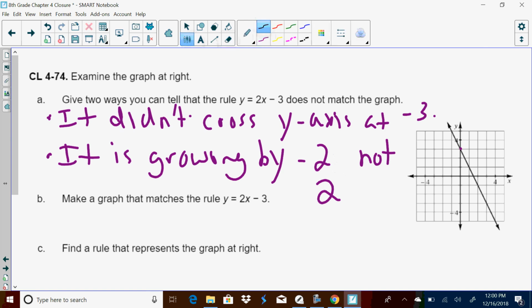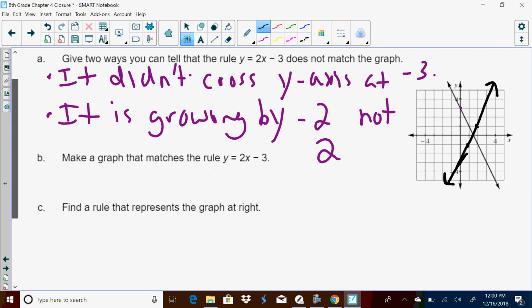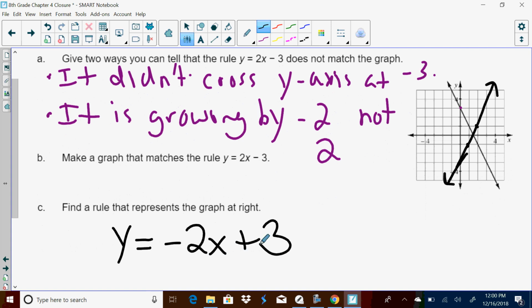So make a graph that matches it. A lot of us forgot to do this, so it should have been at negative 3 and gone up positive 2 over 1. So you should have drawn a graph like this. Find a rule that represented the graph. Well, it crossed at positive 3 and had a negative 2x, so it would have been y equals negative 2x plus 3. So it's a little bit opposite of it.